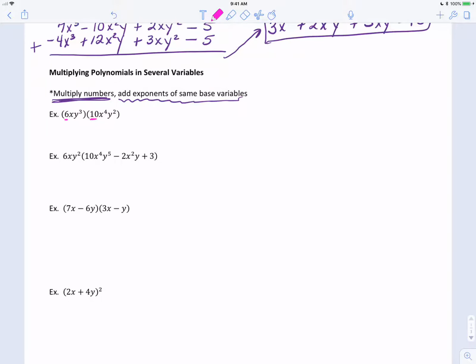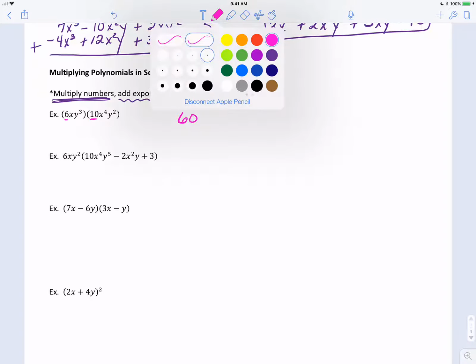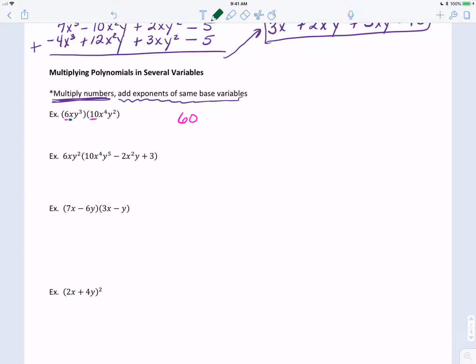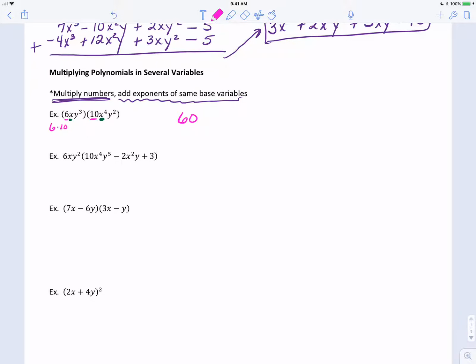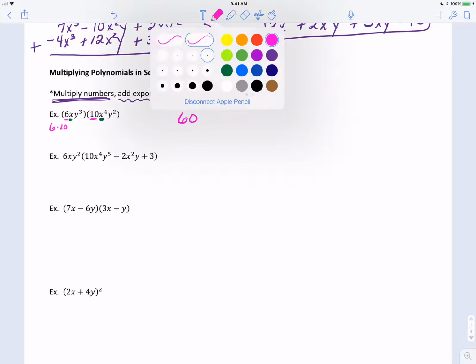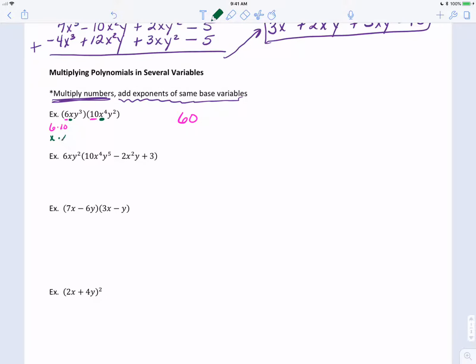6 times 10, 60. So we have x times x to the 4th. Maybe I should do this. So 6 times 10. Then we have x times x to the 4th. Well, what's that? 4 plus 1, x to the 5th.